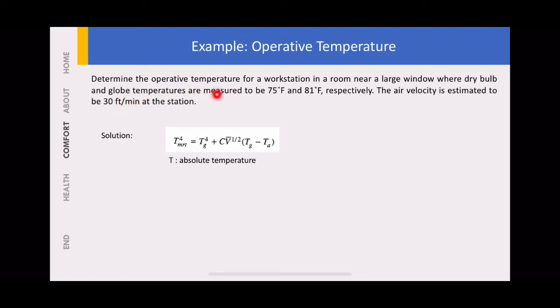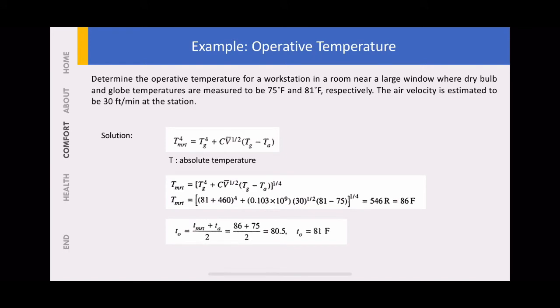Determine the operative temperature for a workstation in a room near a large window where dry bulb temperature and globe temperature are measured to be 75 degrees Fahrenheit and 81 degrees Fahrenheit respectively. The air velocity is estimated to be 30 feet per minute at that workstation. Solution is to use this equation, right? And then you put in your values. Tg is your globe temperature plus 460 to change from Fahrenheit to Rankine, and you put all the values there, and the mean radiant temperature is 86 degrees, right?